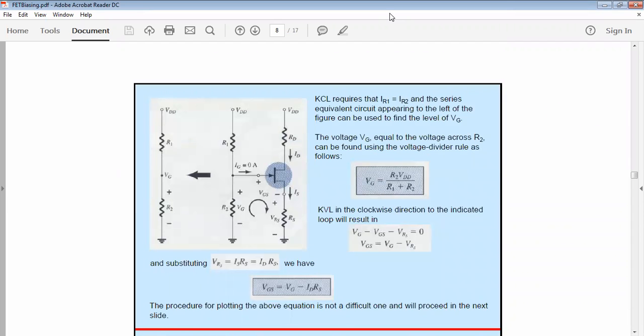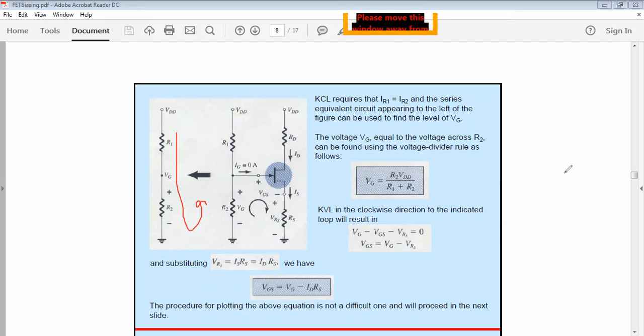Observe here this potential divider R1, R2. Now the gate voltage VG, simply apply the voltage divider rule. Then VG is equal to R2 by R1 plus R2 into VDD.